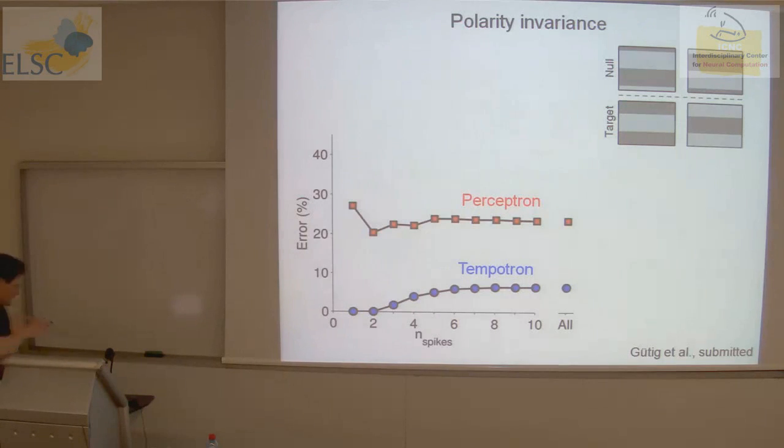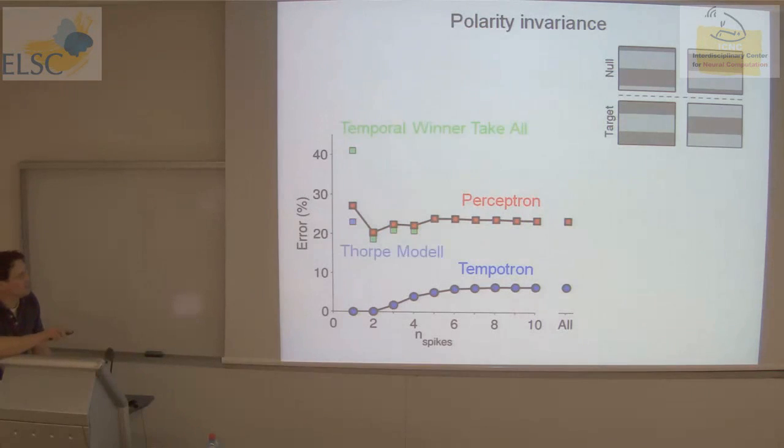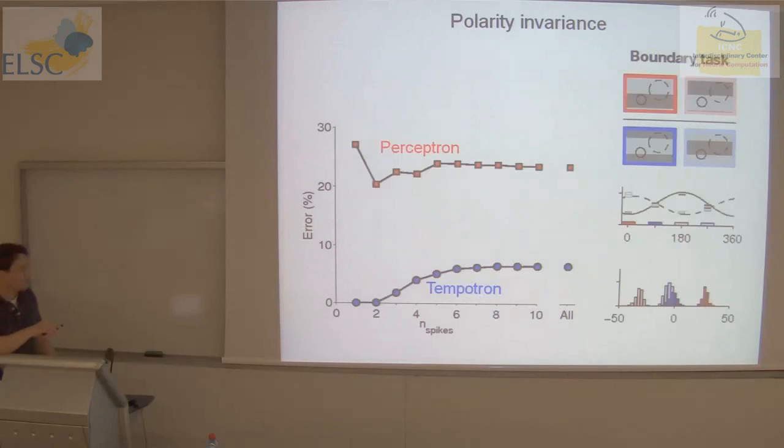But now let me show you the other readouts. The temporal winner-take-all on this hard task is also much worse. It's now slightly better than the perceptron, and the Thorpe model also, they're all in the same ballpark. So now these, although they're much more sophisticated than an integrate-and-fire neuron, can't solve this task. And again, I just want to show you the embarrassingly simple solution.